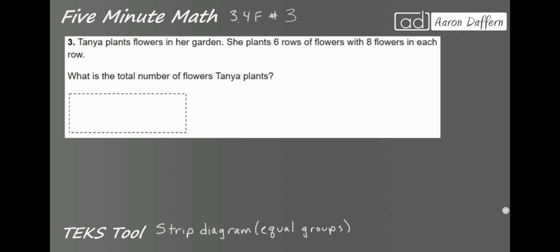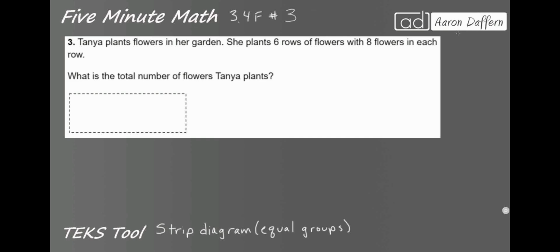Today we are looking at the TEKS tool strip diagram. We are focusing on equal groups with a problem related to TEKS 3.4f, and we will solve it in 5 minutes or less. If you haven't done so already, please go ahead and take a moment to pause the video, work this problem out on your own, unpause it, and we will look at our answers together.